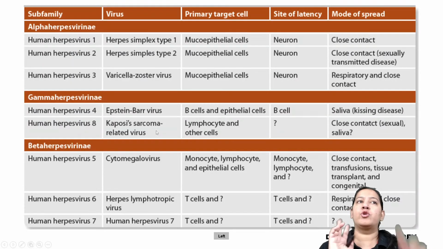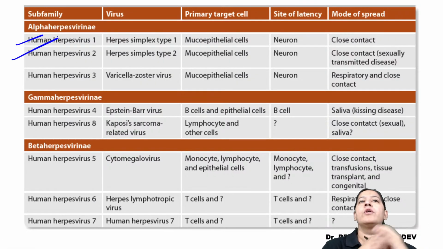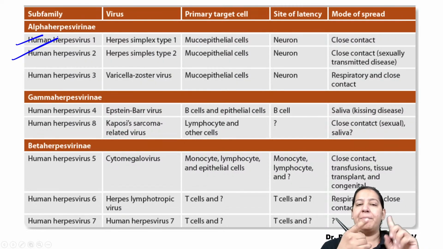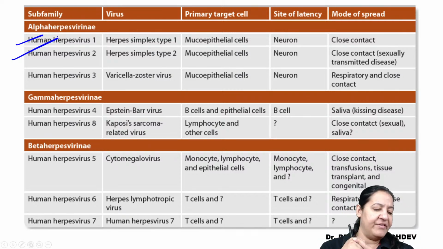So out of the 8, 2 are done, 1 and 2. Give me a thumbs up. So can you tell me their pathogenesis? Can you tell me the name of the diseases they are causing? Can you tell me their lab diagnosis? Can you tell me their treatment? Everyone give me a thumbs up.